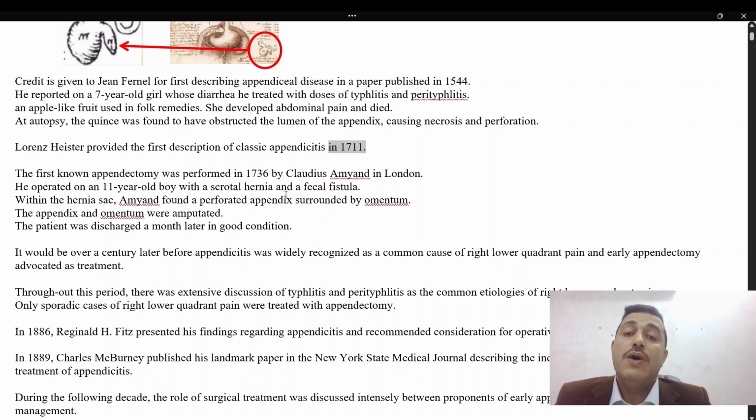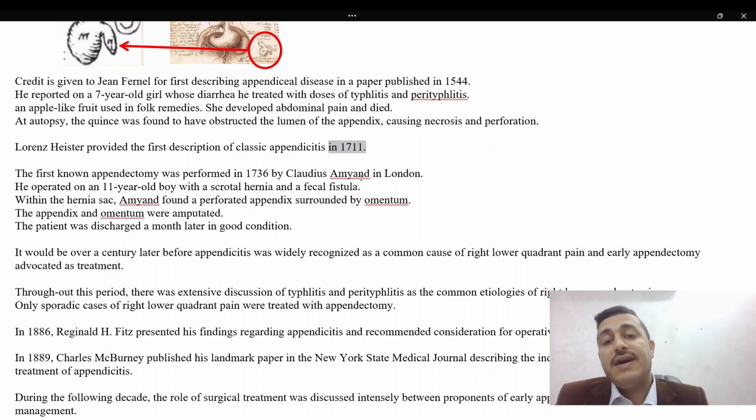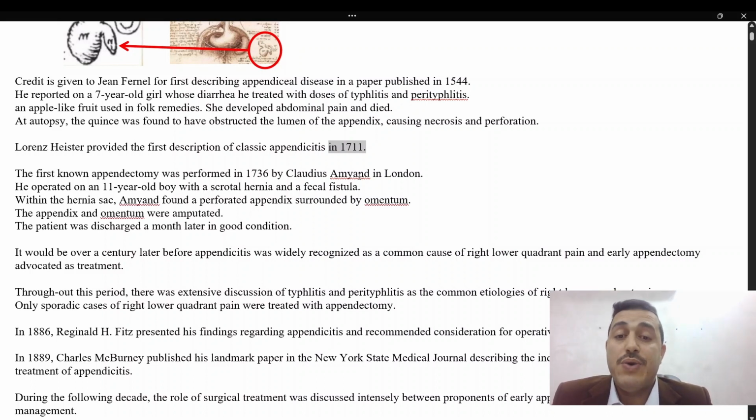The classic description of appendicitis was by Lawrence Hester in 1711, and the first man who performed an appendectomy was Amyand in London in 1736. Yes, I know that most of you know what an Amyand hernia is. This surgeon operated on a boy with a hernia, and in the hernia he found an appendix. He removed the appendix, and so he was the first man who performed an appendectomy. Amyand hernia is the hernia where the appendix is in the hernial sac.